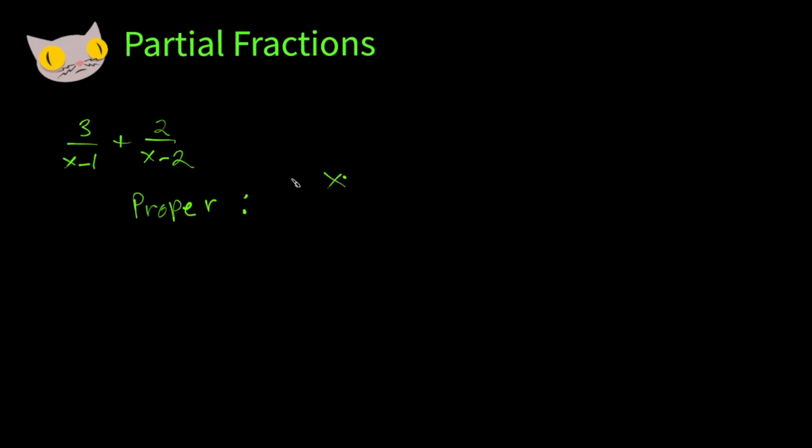X over x squared minus 1. Here, the degree of the top, the exponent of the top, is just 1, and the exponent on the bottom is a 2. Therefore, it's a proper rational expression. An improper one is going to be reversed. Improper, like x squared over x minus 1.